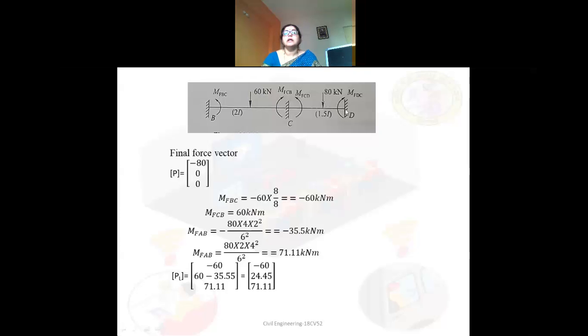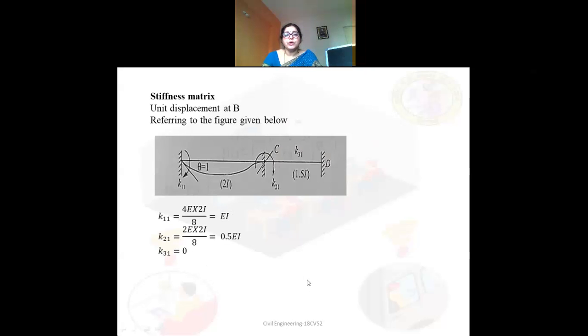Then what is MFDC? MFDC is in the clockwise direction, so plus 71.11 kilonewton meter. Okay, so once you know the forces in a restraint structure, what is next you have to do? You have to calculate the stiffness matrix.